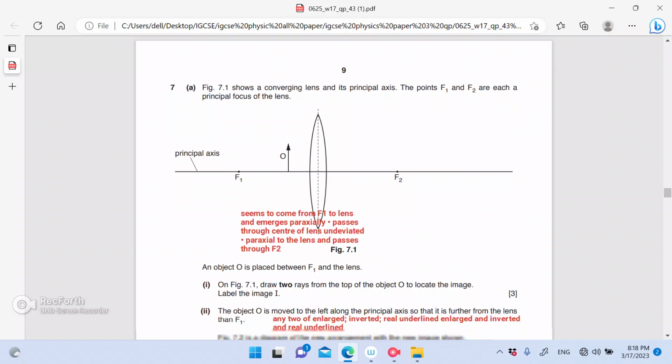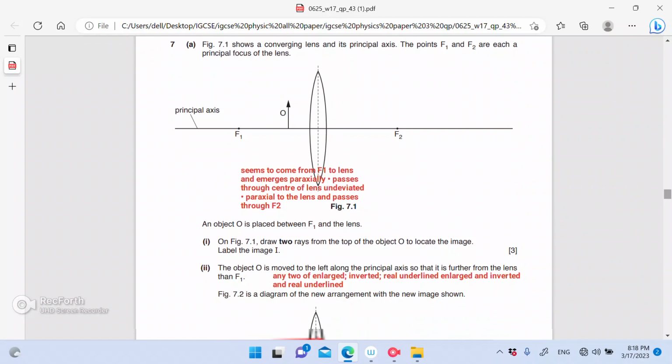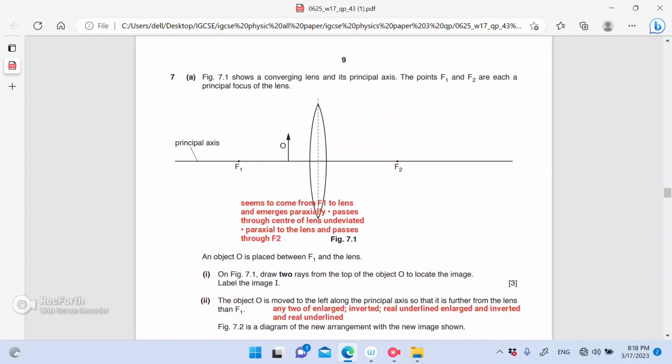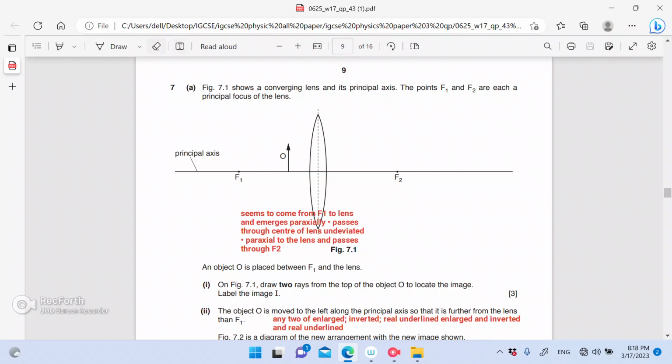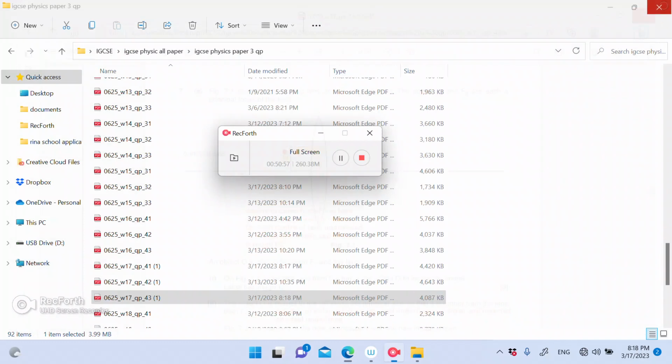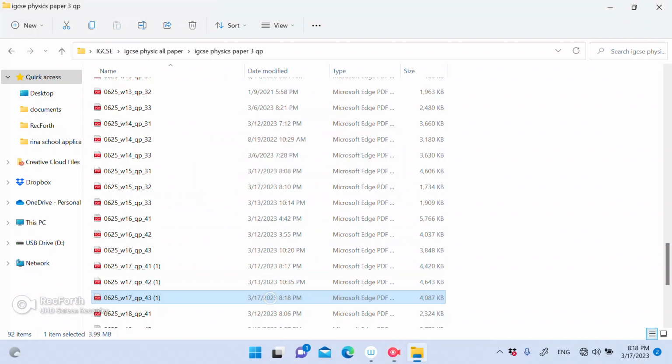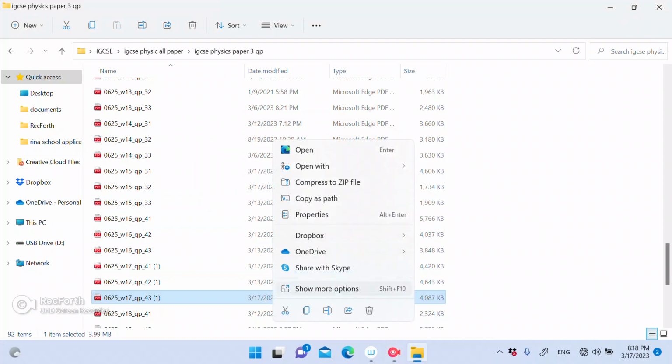So you can see this one, this is October number 17 question 43. Show a converging lens. Okay, here everything is given. By seeing the diagram only, you know this is a magnifying glass, because the object is near the lens, closer to the lens. That's why. So now we draw the rays.